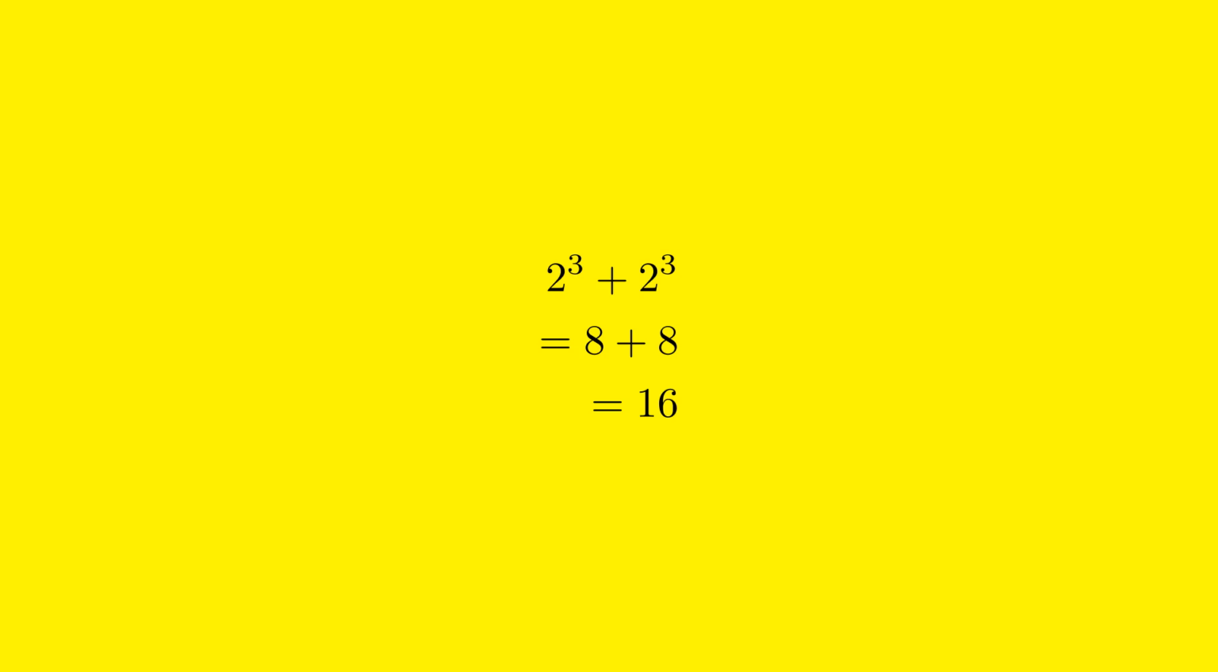We started with 2 raised to the power of 3 plus 2 raised to the power of 3 and ended up with 16. Therefore, the simplified result of 2 raised to the power of 3 plus 2 raised to the power of 3 is 16. To ensure clarity, remember our goal was to change the original problem into a simpler form and then solve it correctly. By adding those numbers, our final simplified answer is 16.